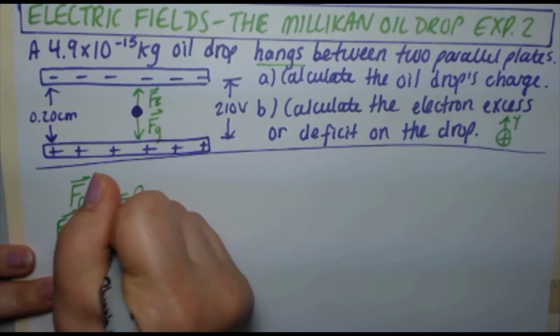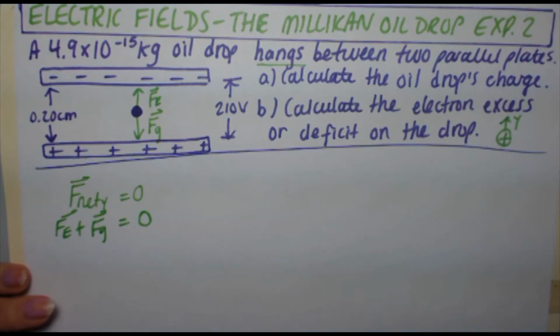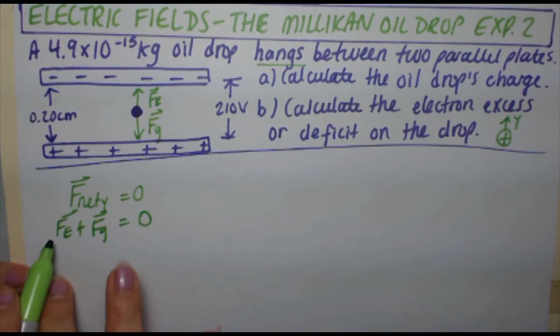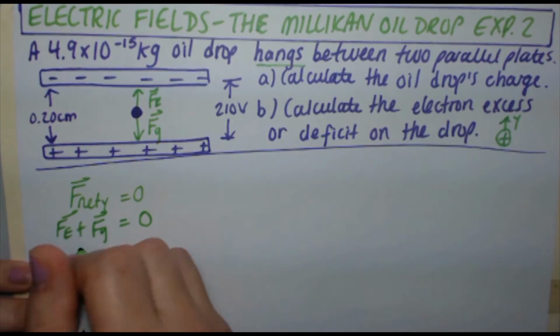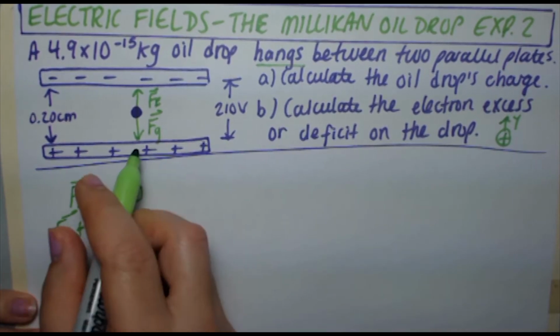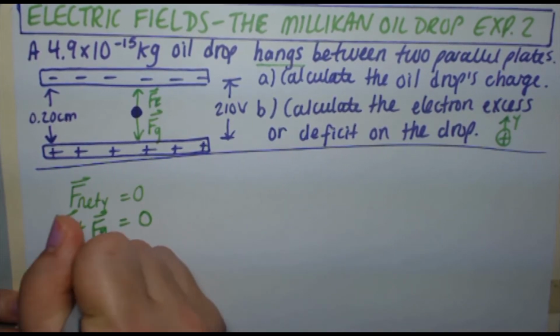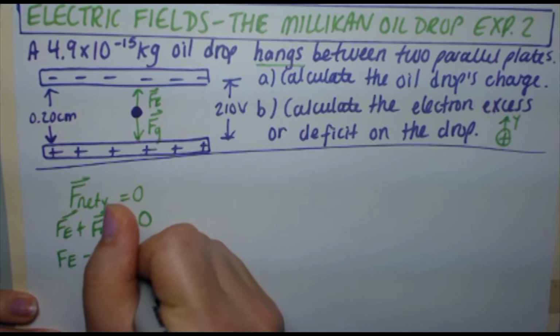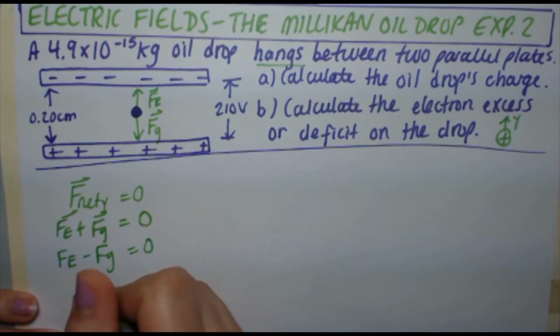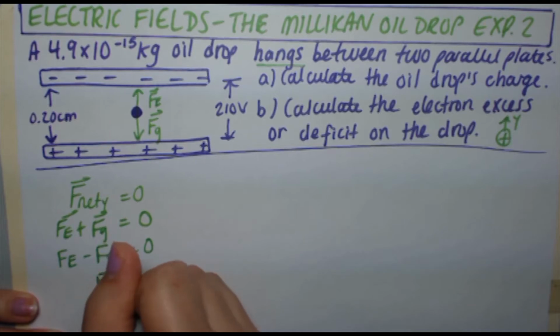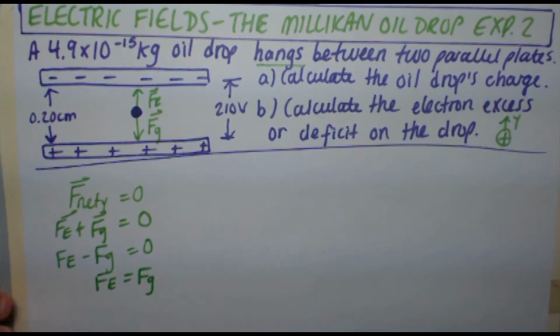Notice that I left the vector symbols on top, and that's because I did not assign a direction yet. I'm just adding the vectors. I'm going to assign a direction in the next step. Now, according to this picture, Fe is going up, Fg is going down, Fe minus Fg is 0. Bring the Fg to the right, Fe equals Fg.